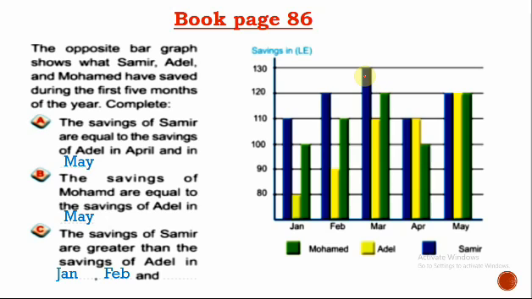In March, the blue is greater than the yellow? Yes, so I can take it. What about April? They are equal. What about May? They are equal. So here we learned how to read the graphs and find our data from it.